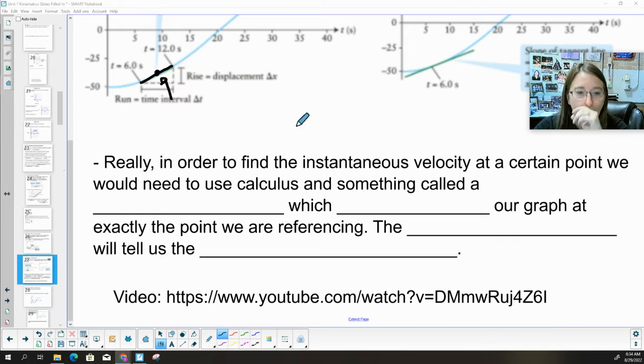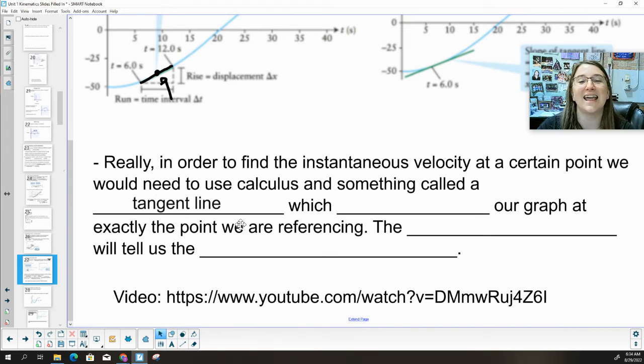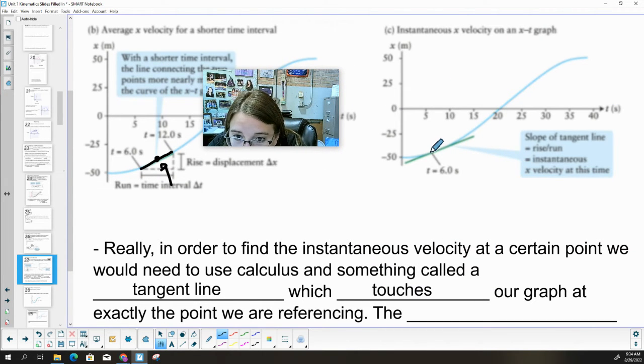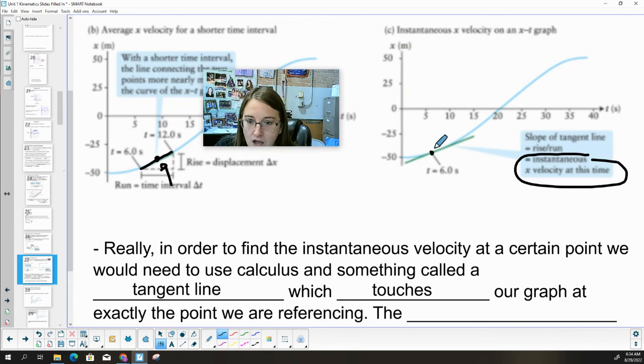Now, really, in order to find the instantaneous velocity at a certain point, we would need calculus and something called a tangent line, which touches our graph at exactly the point we were referencing. So this is an example over here of a tangent line. It just touches the graph right there. It looks like it might touch the graph more, because again, it's hard for us to see, but mathematically, we can prove it perfectly touches the curve only at that single point. And so the slope of that line actually tells us the instant velocity at that point. And again, you can see that over off the side here.